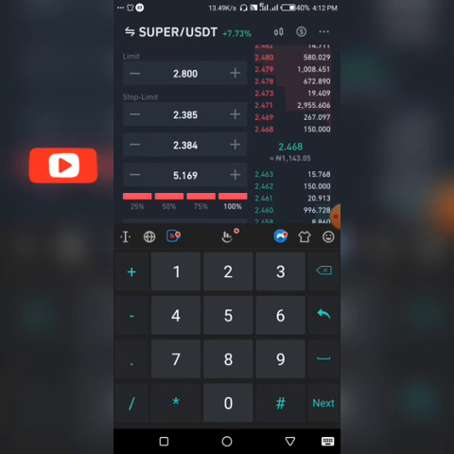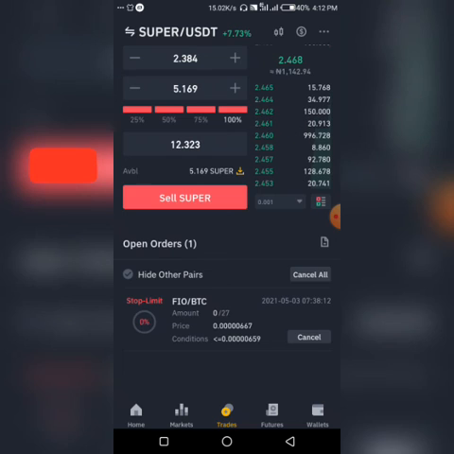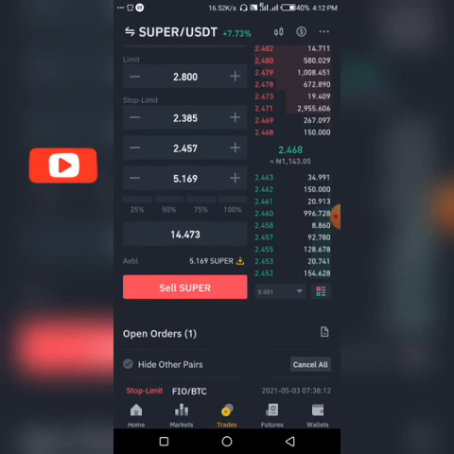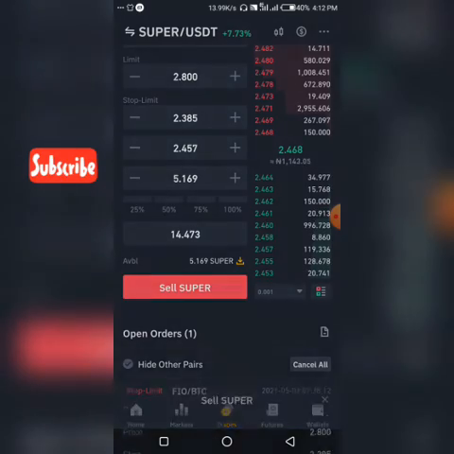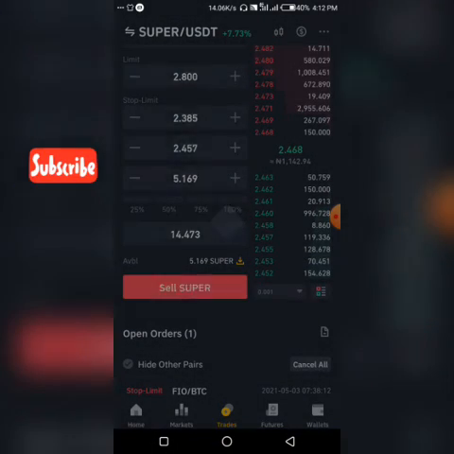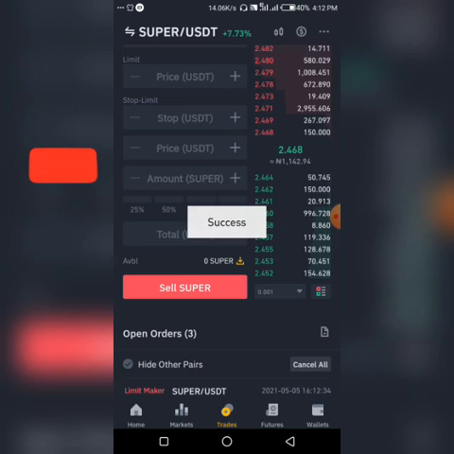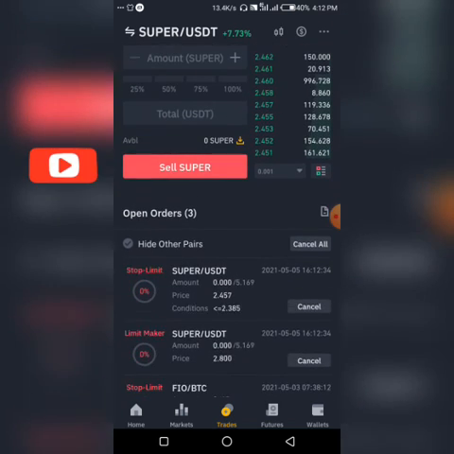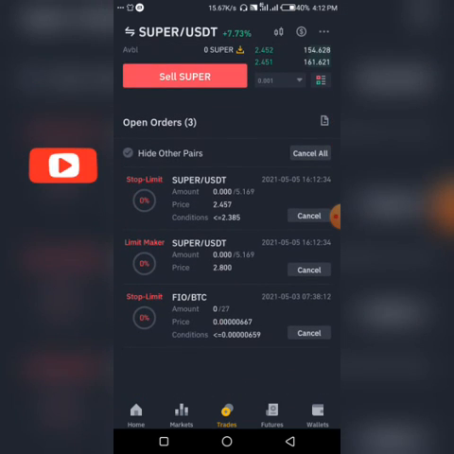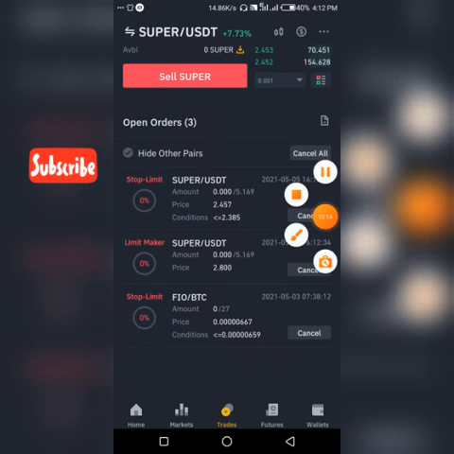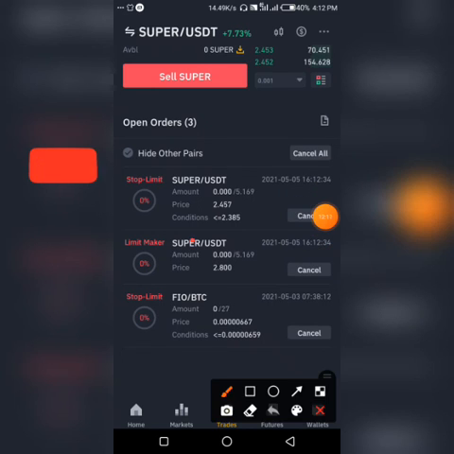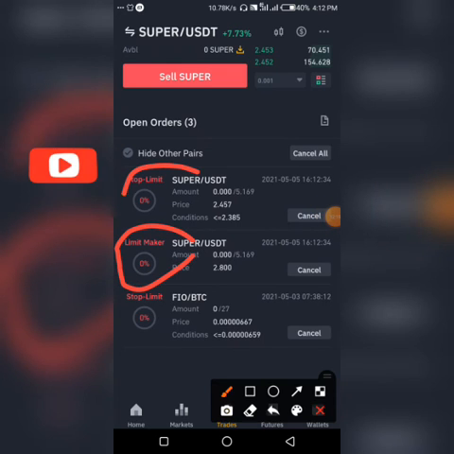So you now click on 100% and next. And click on it and sell it. So by setting this, okay, let's click on sell. Confirm. It will get listed below, as you can see, and it will be double, as you can see it below here. The first one is for the limit maker. The other one is for the stop limit.